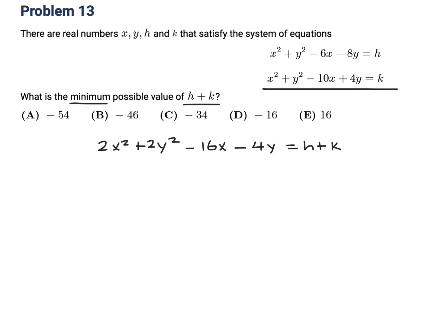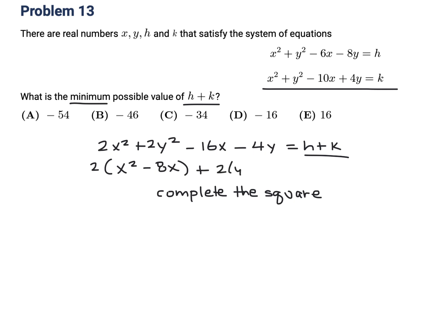So what's the minimum value of this? I think there's going to be a completing the square that we have to do. Okay, let me just simplify this first if I can. x squared minus 8x, and then y squared minus 2y.